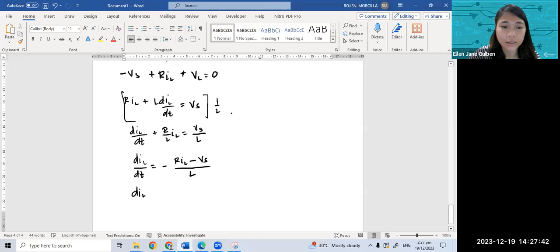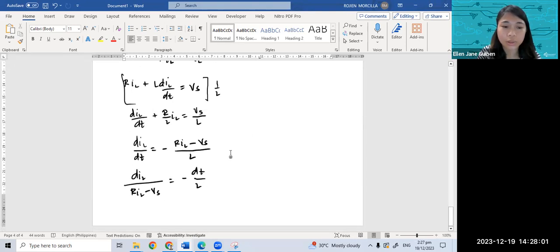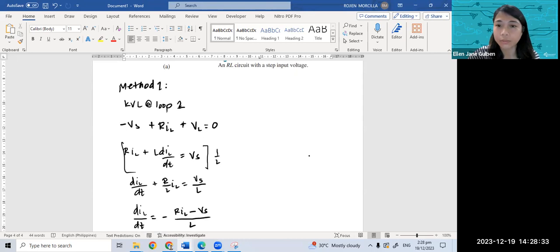So dIL over R IL minus Vs is equal to negative dt over L. You see, R we remove. dIL over IL minus Vs over R, and that is negative dt over L. Then we cross multiply that: dIL over IL minus Vs over R is equal to negative R over L dt.